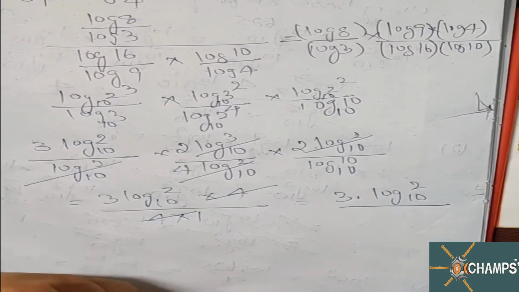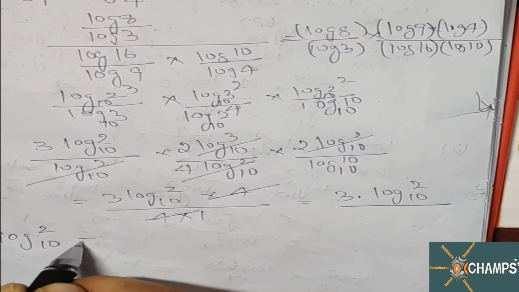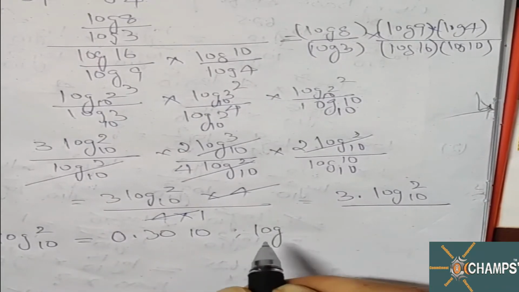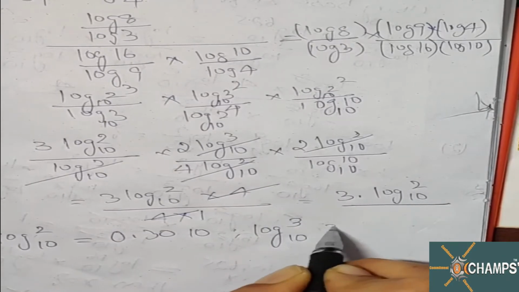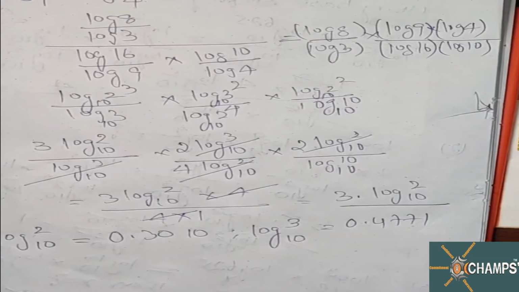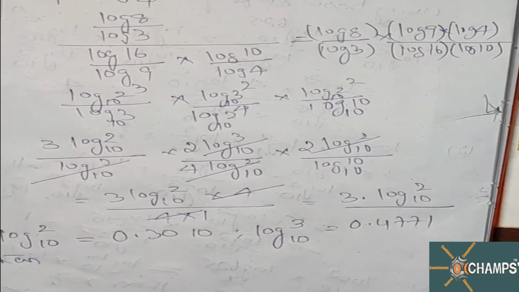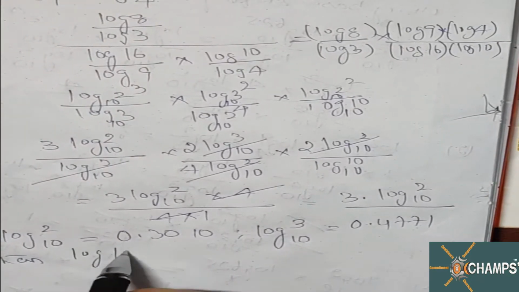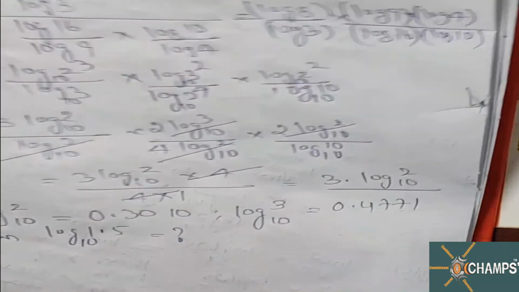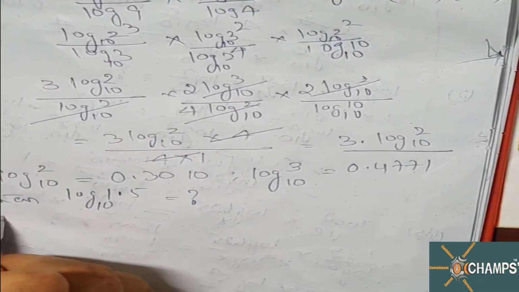Okay, let's see the next question. Log 2 to the base 10 is equal to 0.3010. Log 3 to the base 10 is equal to 0.4771. Then log 1.5 to the base 10 is equal to question mark. Now see the solution for this.